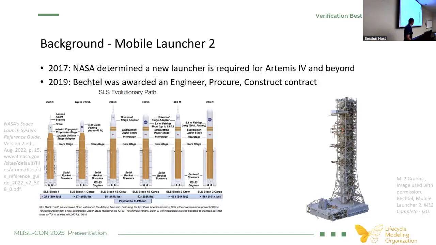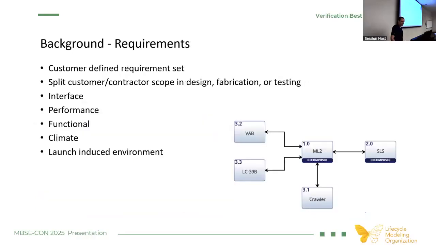I think that's the first takeaway from some of the unique characteristics of this: it was a completely clean sheet design for a 40-story tall structure that was going to support this new launch vehicle. As a result, there was a lot of carryover from that first mobile launcher. The driving difference was going to be the height, about 40 feet taller.